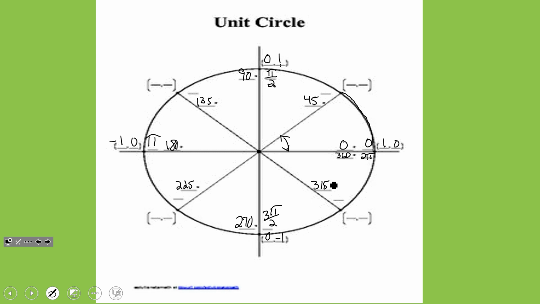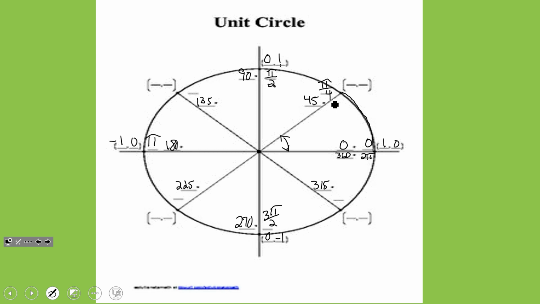All right, let's go to radians. We know that 90 degrees is pi over 2, and 45 degrees is half of that, correct? So if I took half of pi over 2, what would that be? Pi over 4.